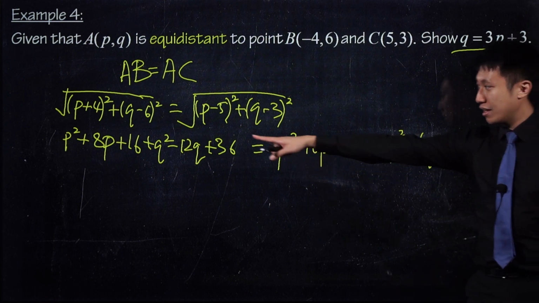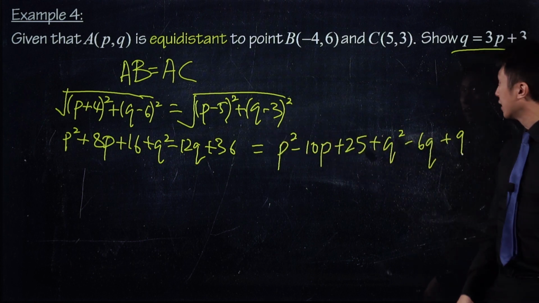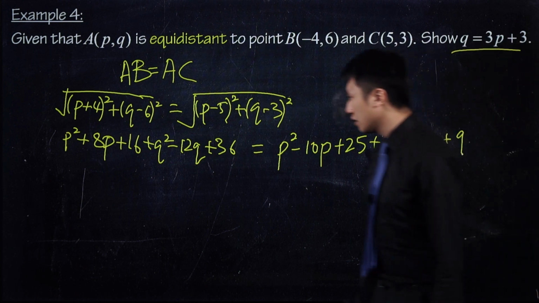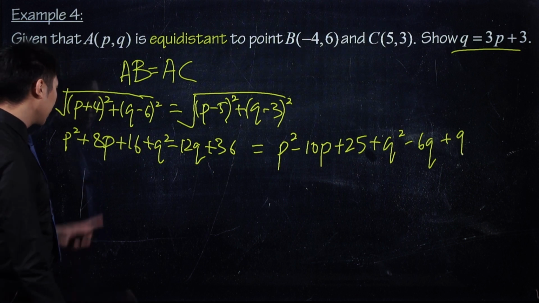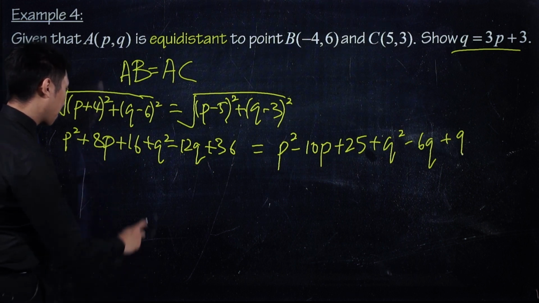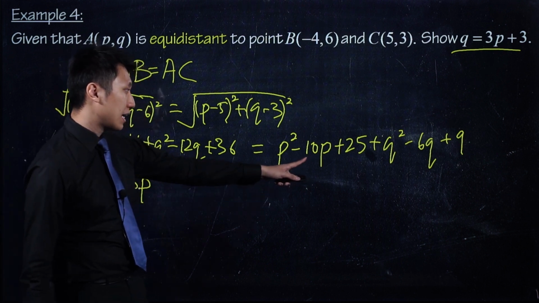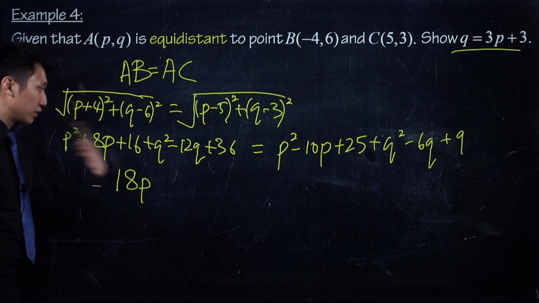The p square and the p square, and the q square and the q square on the left hand side. So we want to show q is equal to 3p plus 3. What we can do is move everything to one side first. Here you have 8p, then here you have minus 10p, so I add it up. So here will be 18p, correct? Move it to this side.